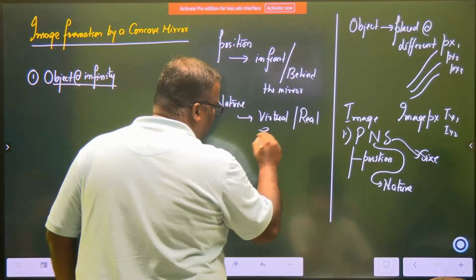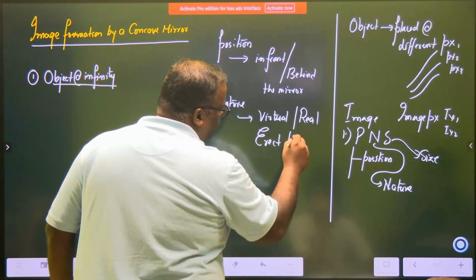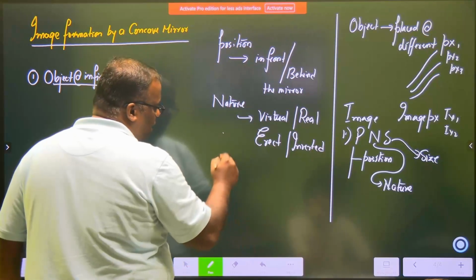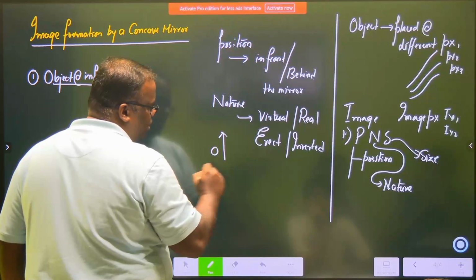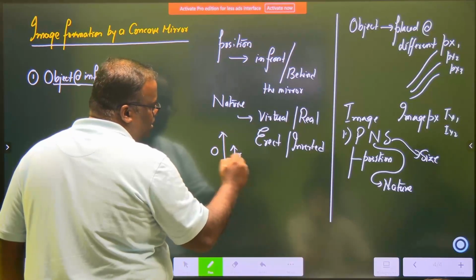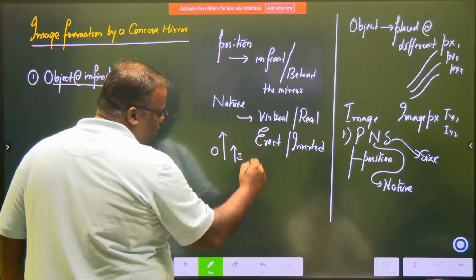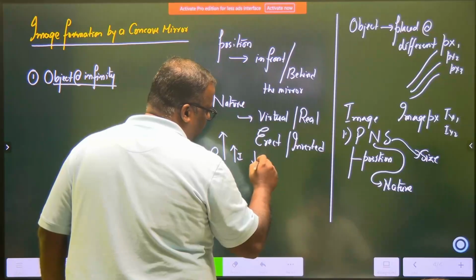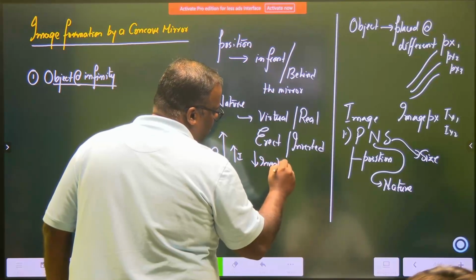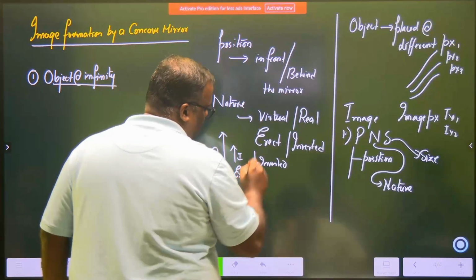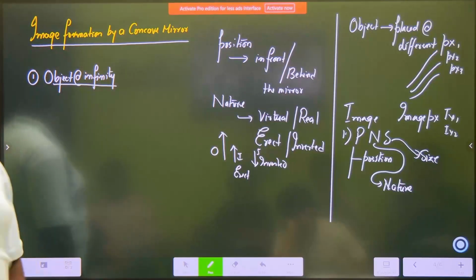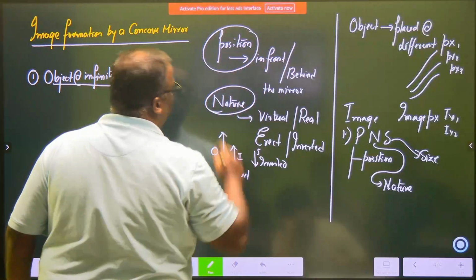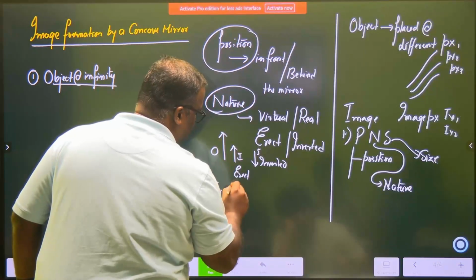Also, we have to say whether it is erect or inverted. Children, if my object is like this, this is my object, and if the image also comes like this, then I call it erect. And if the image has come in this order, then I call it inverted. So this is inverted and this is erect. Both are images. Okay? And in terms of position, then nature, the third one is all about size.